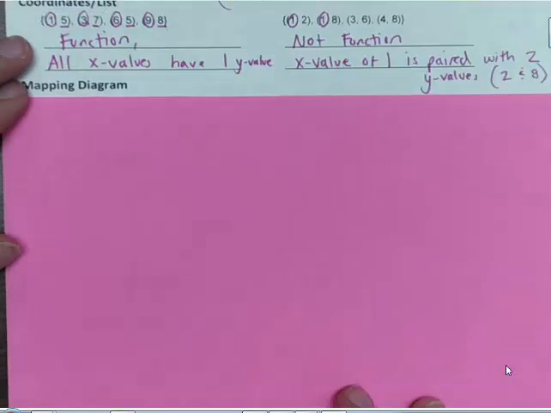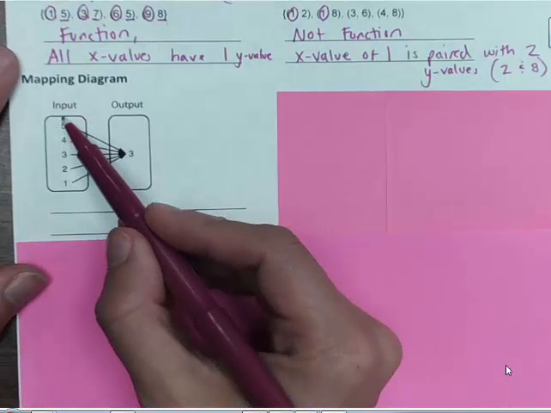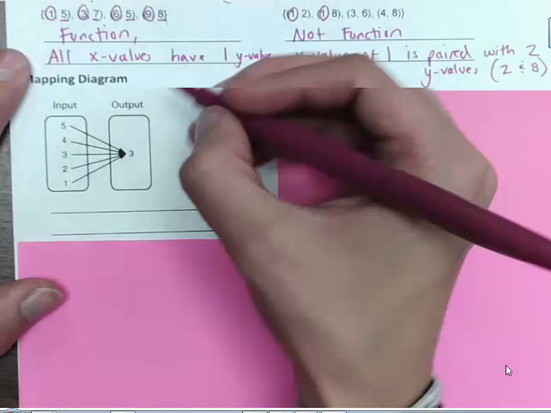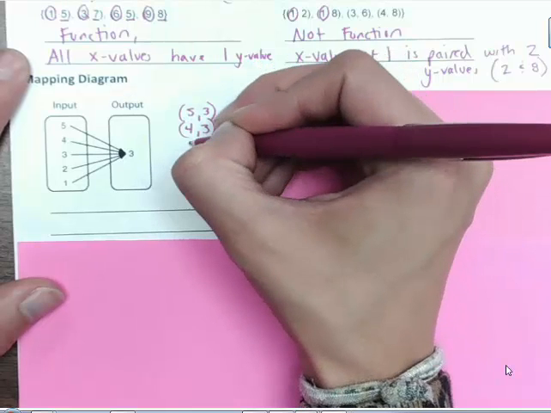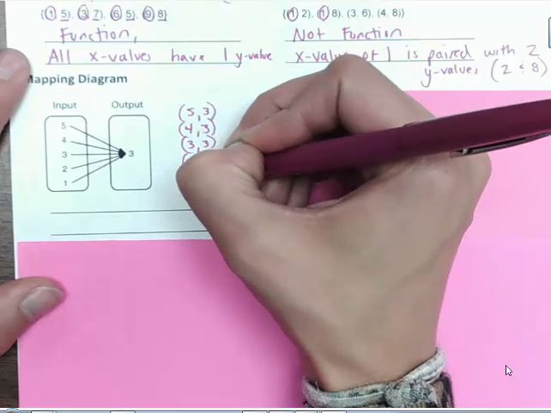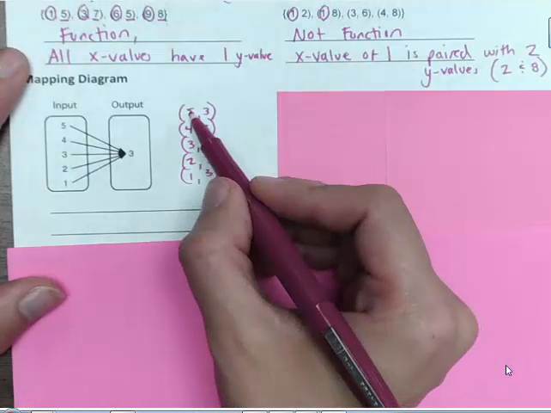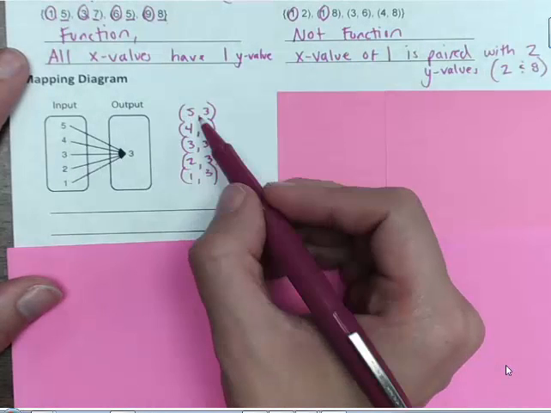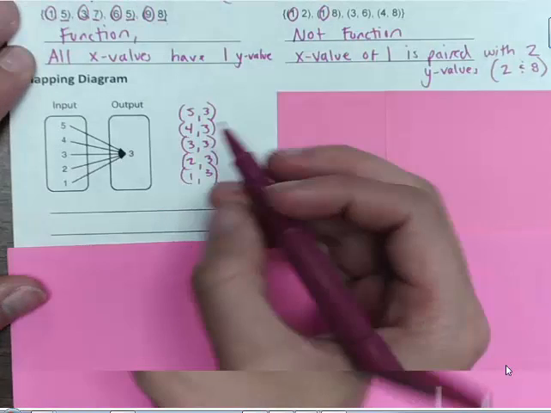Okay, looking at the next thing, our mapping diagram. Remember, the x's or the inputs are always on the left side. The outputs are on the right side. So these points would really be 5, 3, 4, 3, 3, 3, 2, 3, and 1, 3. I'm trying to identify if this is a function or not. So I'm looking at, do the x values have one y value to go to? Do all these x values? Yes, they do. The y value is 3. Okay, so this is considered a function.